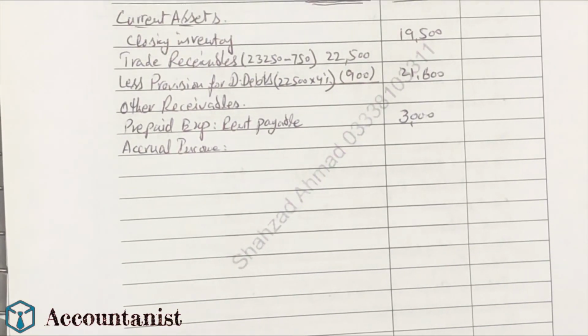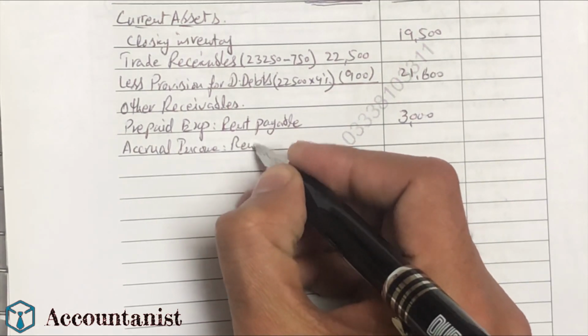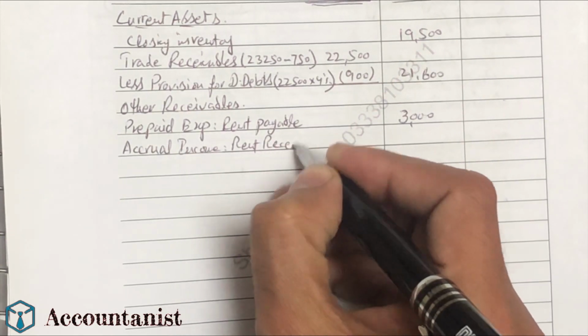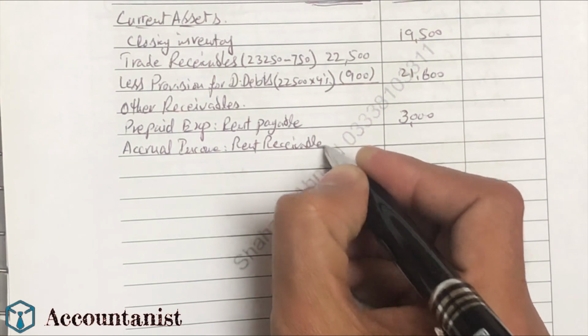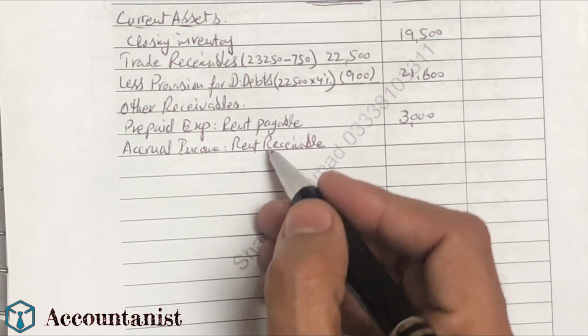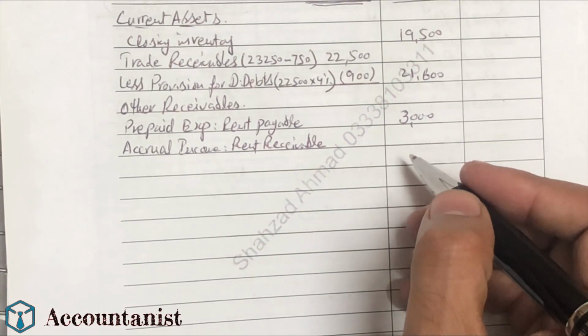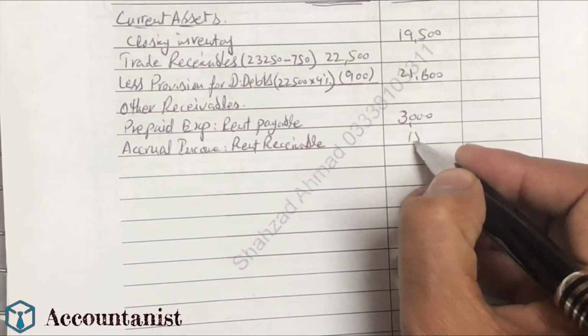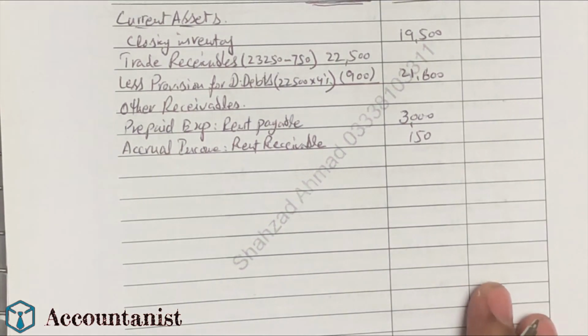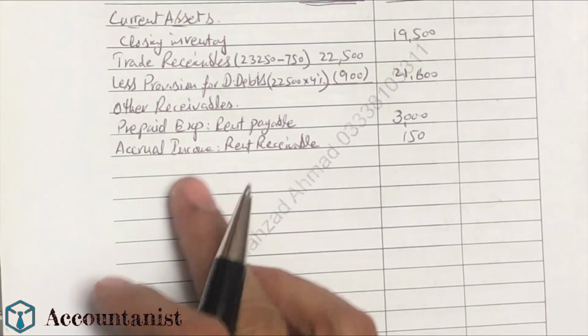So we'll write down rent receivable. This receivable doesn't mean it's trade receivable. Rent receivable is representing our income, income that we are supposed to receive. So 150 was outstanding, so we'll write down only 150 here. That will be the other receivables.